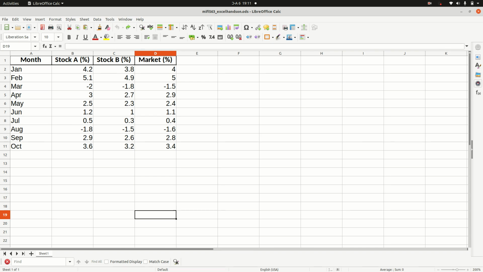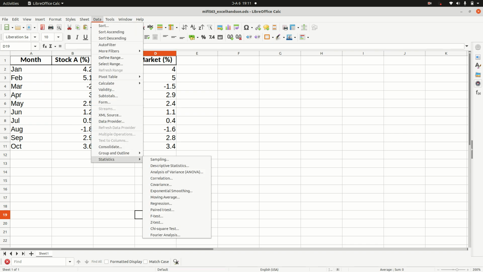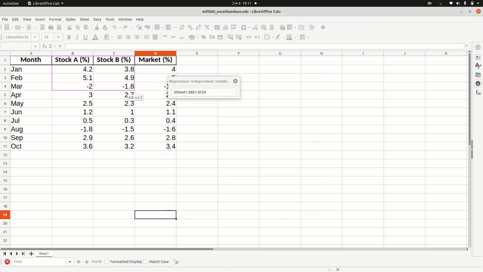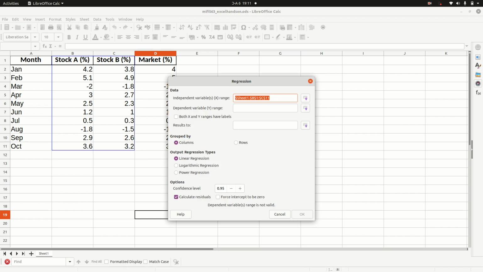So let's do a multiple regression. This is 2 against 1. So I go to data, I go to statistics, and then regression. I choose regression. It has selected some sheets for me which I'm not so sure of, so I delete that. It says, what is your independent variable? That is your X. I have 2 of them, so I select the 2 columns here, not the month. The month is just information, but it's not necessary for the analysis. And then it says, what is my Y? I select my sheets here.